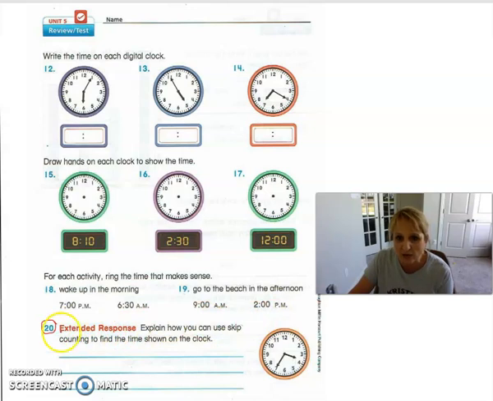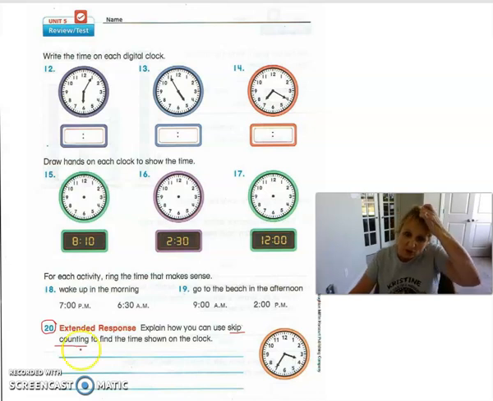Boys and girls, number 20 is a bonus question. If you get it right, you get extra points. If you miss it, it's okay. It's not going to count against you. I just want you to try your best. It's called an extended response. Explain how you can use skip counting to find the time shown on the clock. And skip counting is when we count by fives or tens or hundreds, that's called skip counting. So how could you use skip counting to figure out what time is on this clock? Okay, tell somebody in your family and then write that answer down.